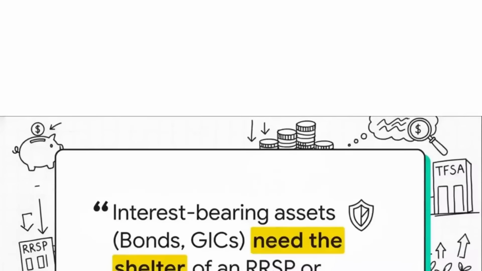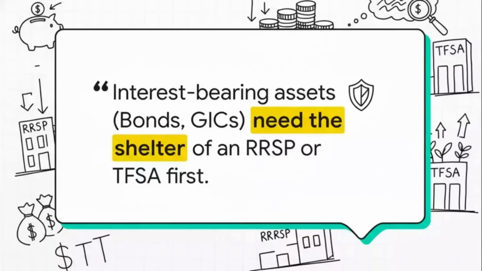By keeping your safe, interest-bearing investments in a taxable account, you are exposing them to the harshest tax treatment possible, which often pushes your real return into negative territory. The audit first rule: interest-bearing assets belong in your RRSP or TFSA first. They need the shelter more than your growth stocks do.